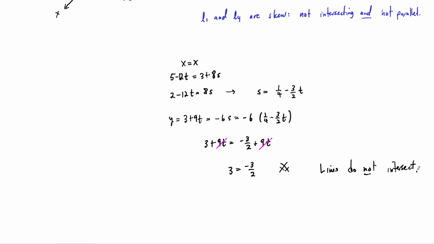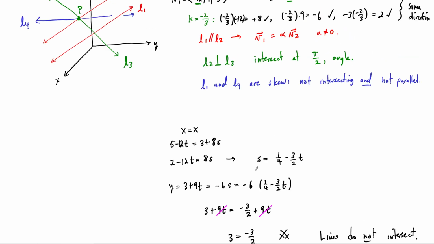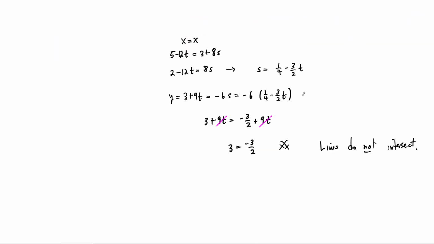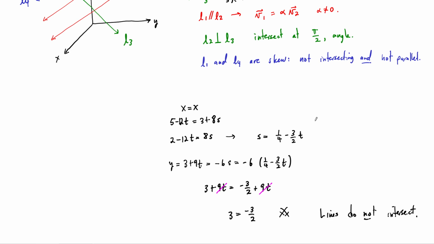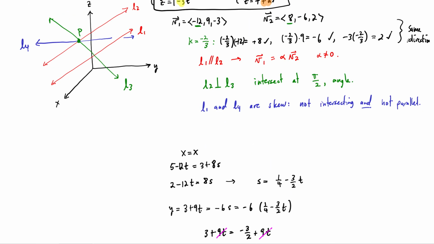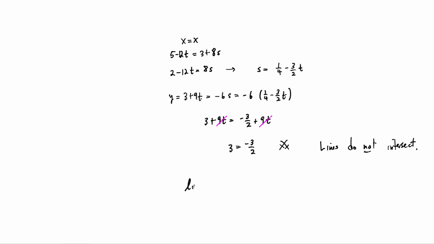If you're going to show that they do intersect, then you have to find a value of t which works for both the y's and the z's. You have to get the same value of t for both the y's and the z's. Okay. And so at this point, what do we conclude? Well, our lines do not intersect and they have the same direction. Therefore, L1 is parallel to L2 in this example. These lines are parallel.